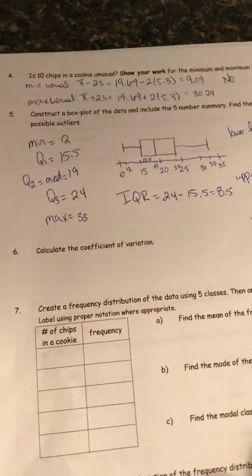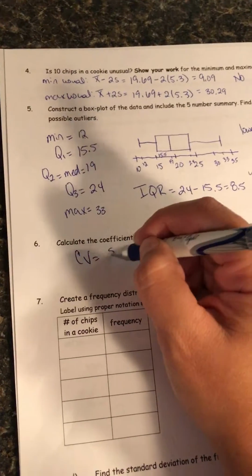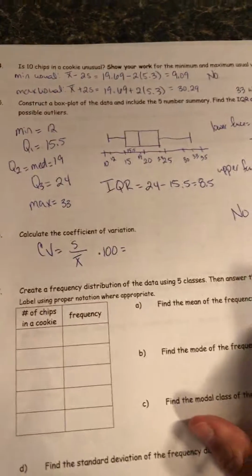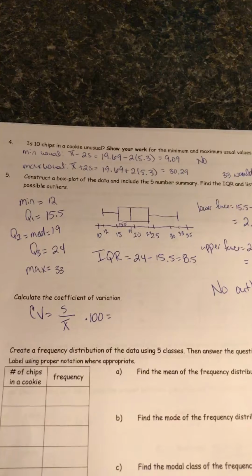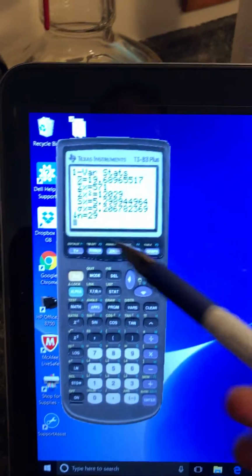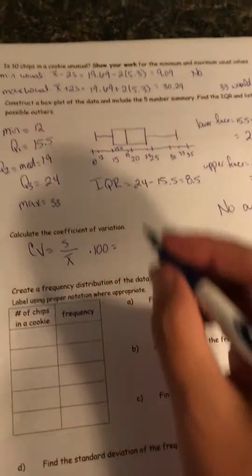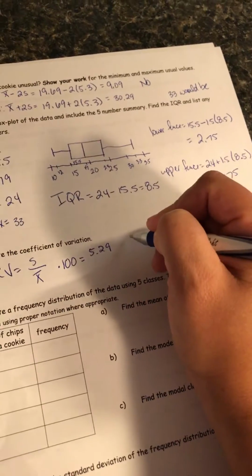To calculate the coefficient of variation, we just say the CV. It is your standard deviation divided by your mean times 100. And for the coefficient of variation, most books tell you do not round. So this is where you'd want to not use a rounded value. So you go back to the calculator and do S all the way out and X bar all the way out. So that is 5.2989.